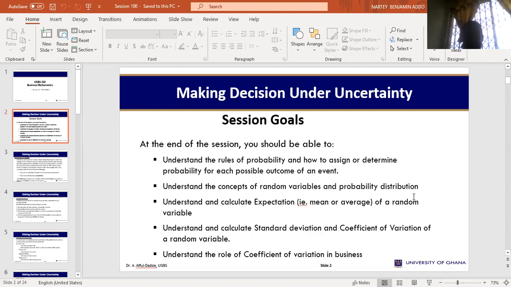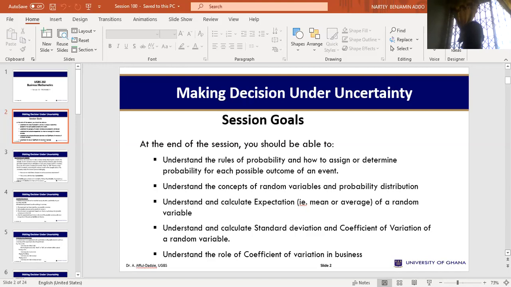And then understand and calculate standard deviation and coefficient of variation of a random variable. Of course, this enables us to take decisions, especially in the choice of two mutually exclusive projects. So the higher the coefficient of variation, the more risky the project. Are you okay? So when you compare that, then you can select projects that are mutually exclusive. And then finally, we should understand the role of coefficient of variation in business. Okay, so that is what I've just explained.